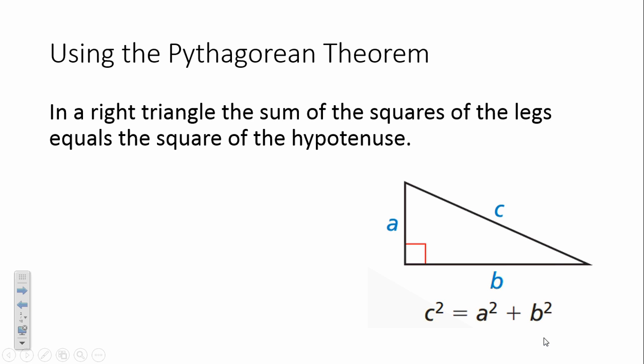Write this down in a way that makes sense to you. If you want to write legs squared plus legs squared equals hypotenuse squared, then write that. Okay? Whatever makes sense. These are your notes. But our book says that in a right triangle, the sum of the squares of the legs is equal to the hypotenuse squared.